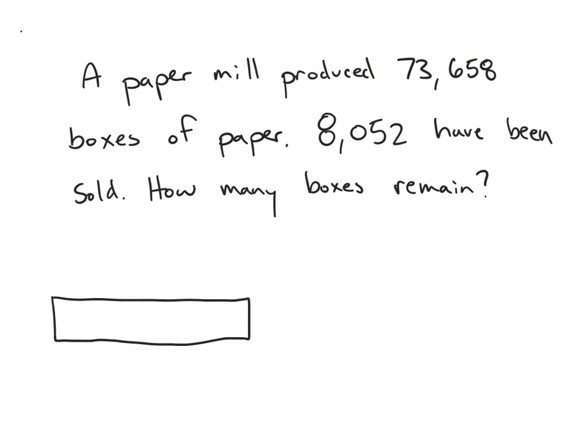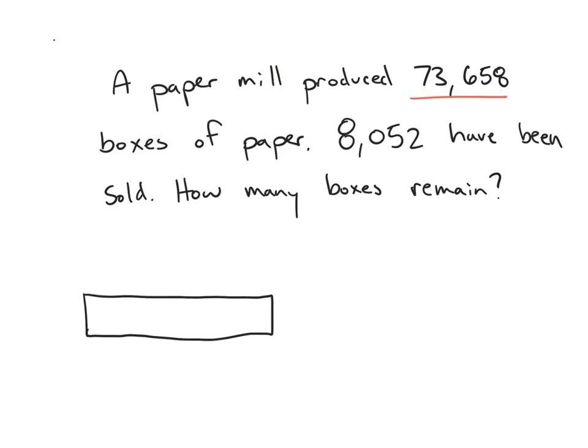This helps me picture what the problem's asking me to do. I can see that one of the important numbers is 73,658, and this is representing the total number of boxes of paper that the mill produced. So this is going to be my total here. So this is boxes of paper. And then another important number is this number 8,052, and that's the number of boxes that have been sold. That's a pretty small number, so it's actually going to be a small portion of our whole here.